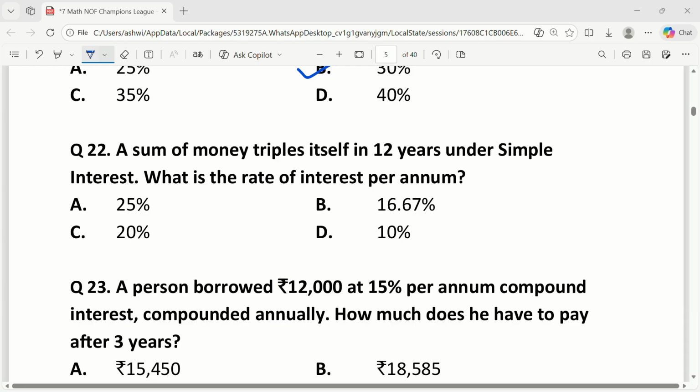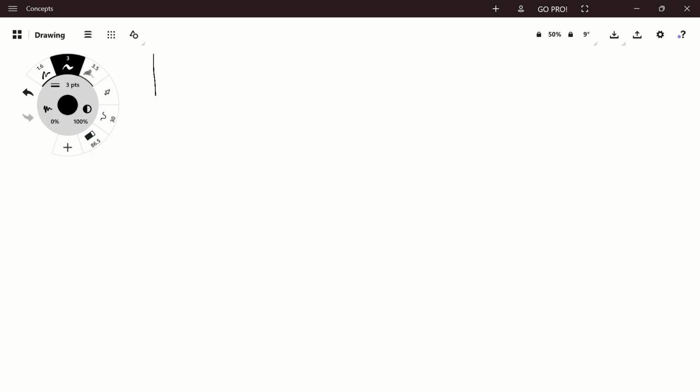A sum of money triples itself in 12 years under simple interest. What is the rate of interest per annum? Let P be the principal amount and A be the amount after 12 years, which is 3P.